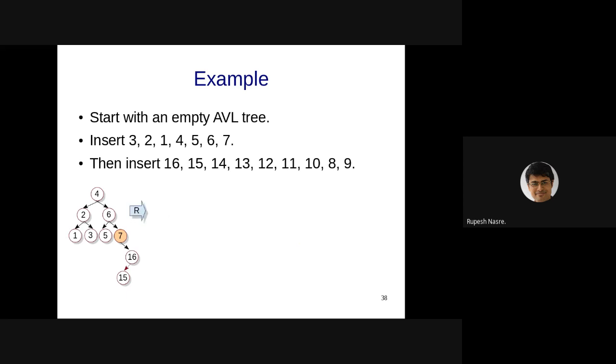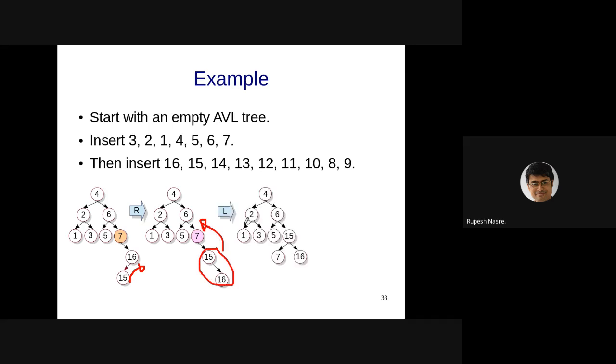So we said that first we do an R, which is going to convert this into an RR case, right? So that becomes like this. This part we are aware of, and then we do a left rotation, and then 15 becomes the root, 7 becomes the left child, 16 becomes the right child, right? So that is what is going to happen. Together we can say that this is an RL case, right? So when you combine these two, R and L, that becomes a larger primitive.